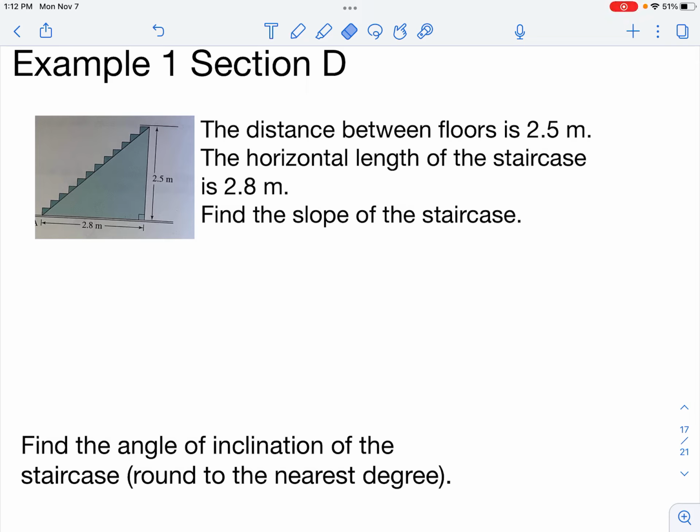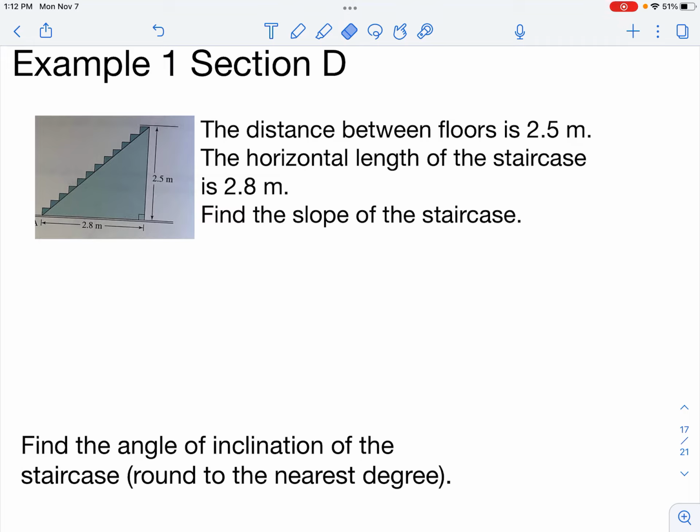So in this section, we are looking at applications of our primary trig ratios. We've learned how to use sine, cosine, and tangent ratios to find angles and also to solve for missing side lengths. And this is putting it all together in section D to solve some real world problems.